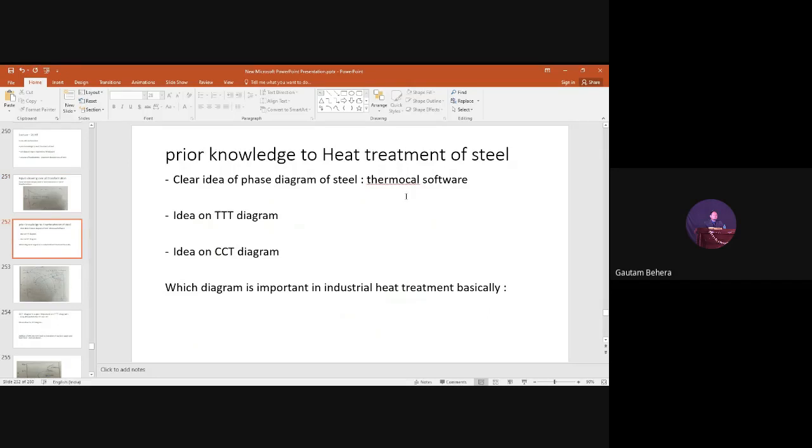Then prior knowledge for the heat treatment of steel. So we are not talking about the dimension, because the heat treatment temperatures also depend upon the dimensions, right? Or the holding time also depends upon the dimension. But here, what is the clear idea of the phase diagram of steel? Yeah, this is very important.